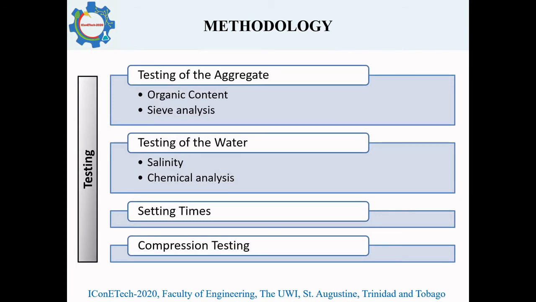The other 4 areas in our methodology were testing of aggregate, testing of water, setting times of the cement mixed with fresh water and brackish water, and compression testing of the concrete. The aggregate was tested for organic content and a sieve analysis of the fine aggregate was conducted. The coarse aggregate was supplied by a ready-mix concrete company and as such met the required ASTM criteria. The fresh and brackish water used were tested for salinity and ion concentrations of sodium, potassium, magnesium, and sulfate.